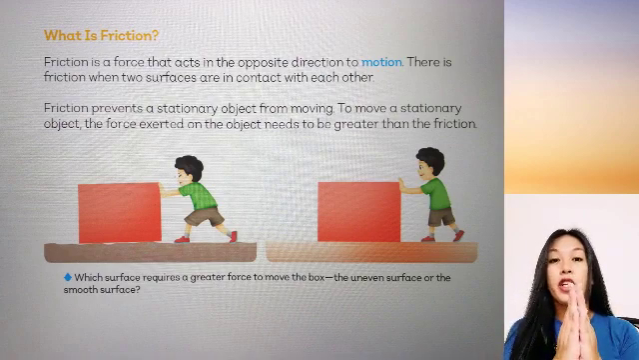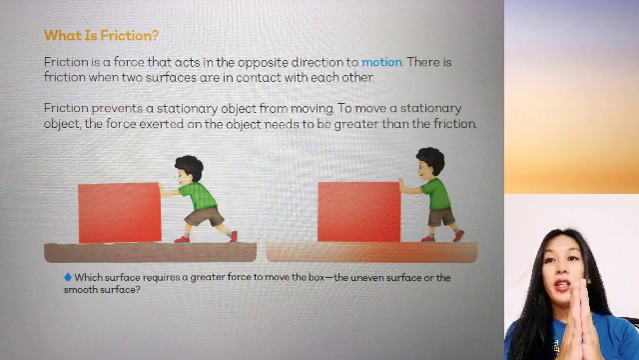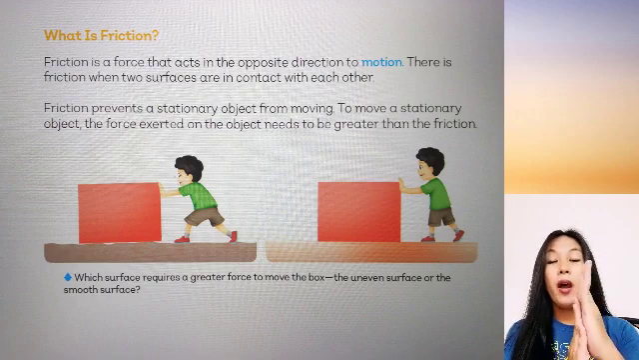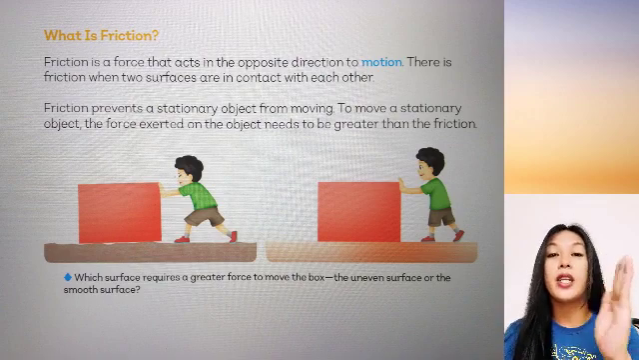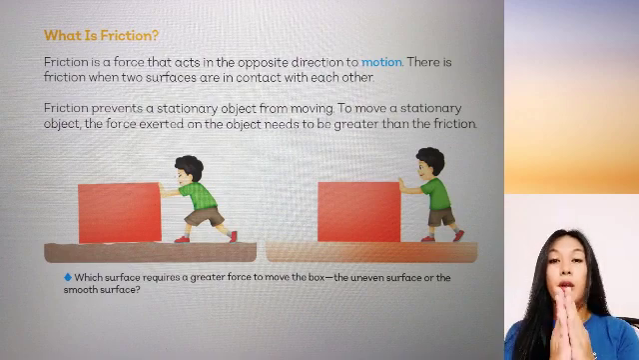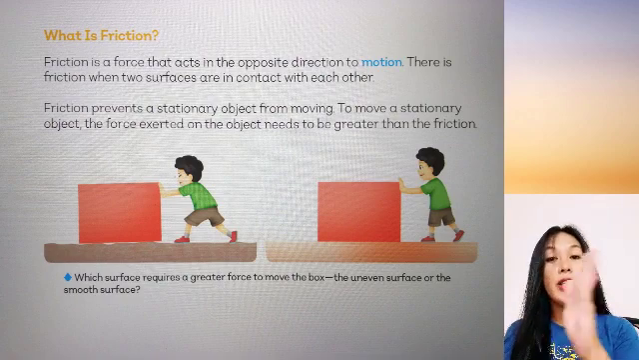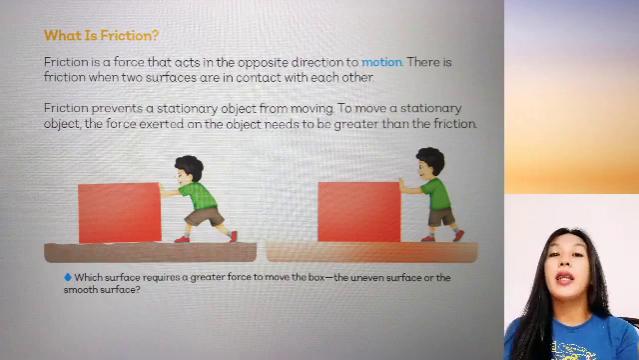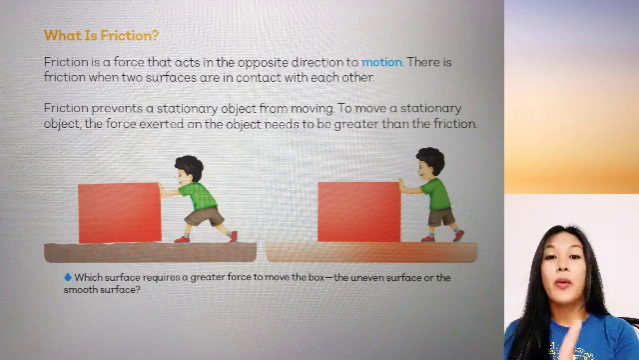So friction occurs when two surfaces are in contact with each other, and when the palm is going up, the friction is actually going down. The friction is in the opposite direction of the motion. So when your palm is going up, the friction is going down. And when the motion is going to the left, friction is going to the right. It is always the opposite direction of the motion.